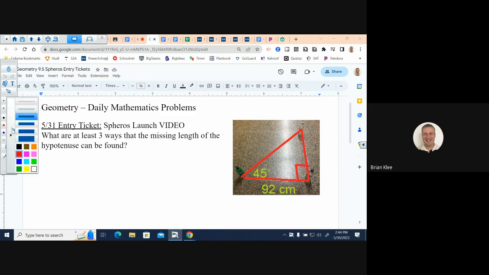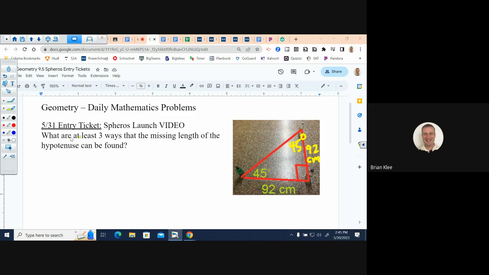What is super easy, or at least should be super easy, is understanding, hey, if this is 90 here and we got 45 degrees, that leaves 45 degrees in this top corner. And if this is an isosceles, if this is two angles that are the same, two base angles that are the same, that means we got 92. Let me make sure we put it fully on the picture here. We got 92 centimeters as the other leg.